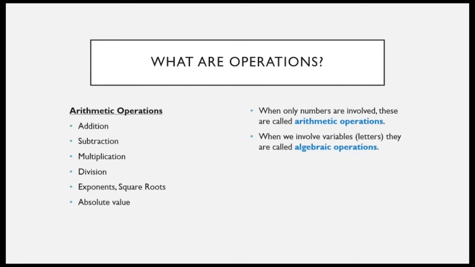When we only have numbers, they're called arithmetic operations. But once you start throwing in letters, which we do when we start simplifying expressions, then they're called algebraic operations. The word algebra is basically saying you've got variables or letters involved. It's not just purely numbers. But the rules are the same whether you have only numbers or numbers and letters. The order is the same. Everything is the same.